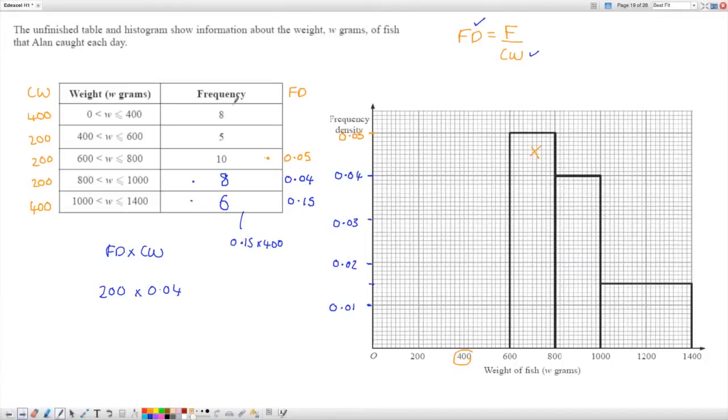Now how is this going to help us to find our two values here when we need to plot them? Well, we need to know the frequency density. So we're going to do for our value here, frequency 8 divided by class width 400. 8 divided by 400 is 0.02. Working out our next one for here, come down this part, we've got 5 divided by 200 gives us our frequency density of 0.025. Now taking our ruler, we can plot both of those onto our graph.